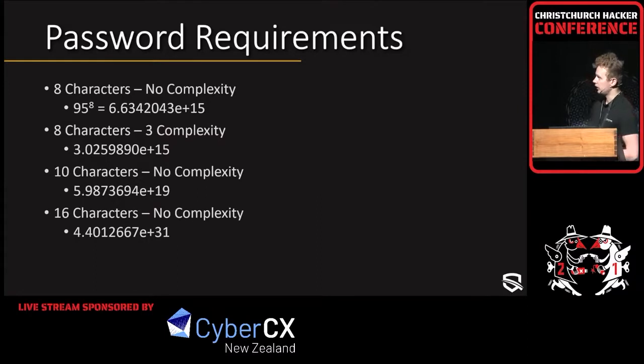One thing that you can note here is the difference between 8 characters with no complexity and 8 characters with 3 complexity. I won't bore you with the maths of how you go about doing that, but you'll see that it's actually less than half. So by enforcing a complexity requirement, you reduce the number of possible passwords that someone can have by half, which can massively decrease the hash cracking time later on.